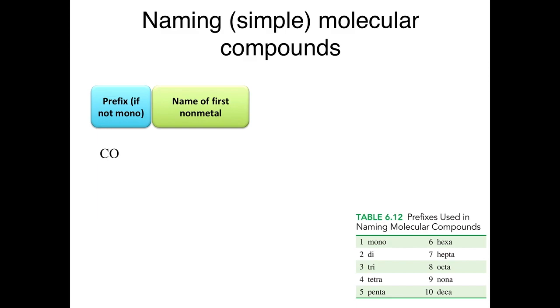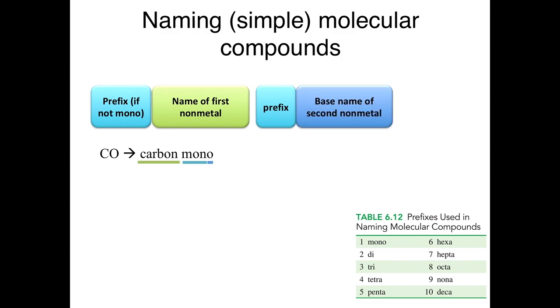Going on to the next part, you put the name of the first nonmetal. In this case, that's carbon. Now you put the prefix for the next element. For oxygen, there's 1 oxygen, so you can say mono. Then you put the base name of the second nonmetal. So the base name of oxygen, remember, was ox. So that's going to be monox. And then you're going to add ide, just like in ionic compounds. So that's going to be carbon monoxide. Notice it's not carbon monooxide. When your prefix ends in a vowel and the element name starts with a vowel, like oxygen, the last letter of the prefix will be dropped. This is something that chemists have just agreed upon.